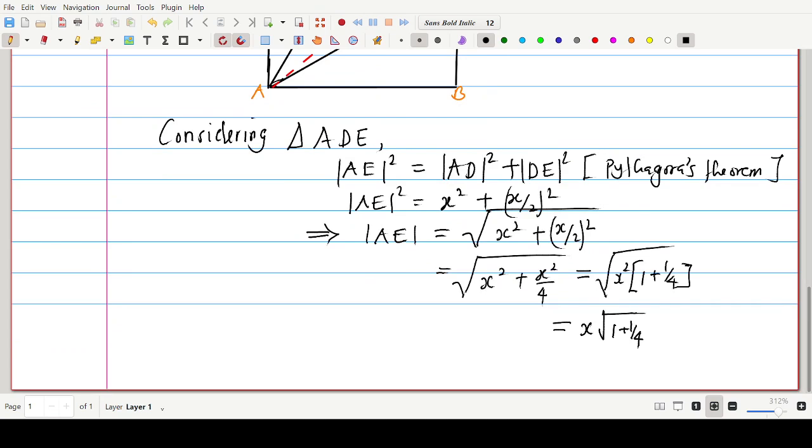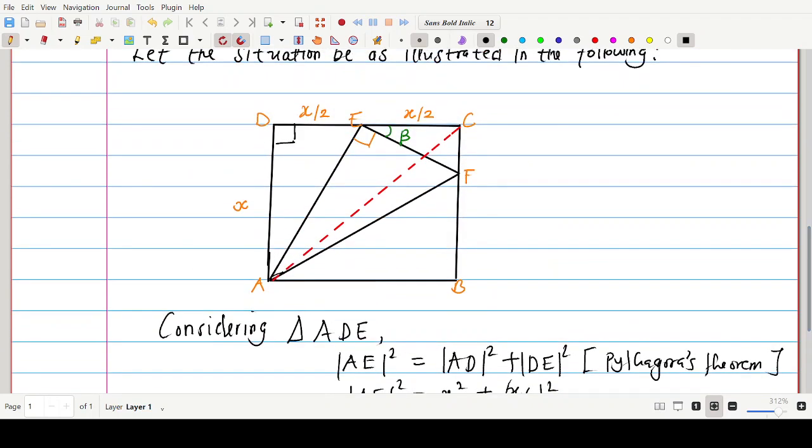Simplifying the radicand, we have x root 5 over 4, and this will break down to x root 5 over 2. That means that this length you are seeing over here is x root 5 over 2. All right, so we've gotten that length already. So we want to get more length.